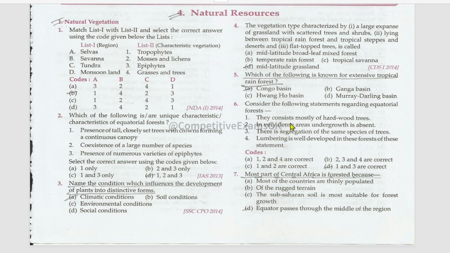Consider the following statements regarding equatorial forests. These equatorial forests consist mostly of hardwood trees. True. In very dense areas, undergrowth is absent. No, false. There is segregation of the small species of trees. True. Lumbering is well developed in these forests. No, false. 1 and 3 are the correct statements.